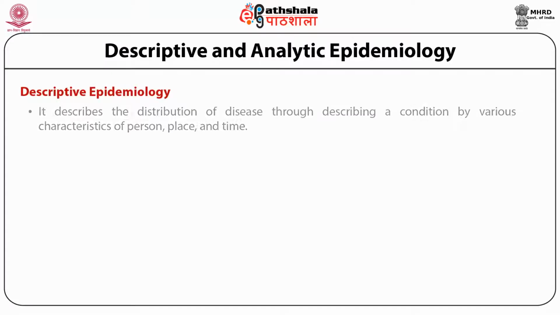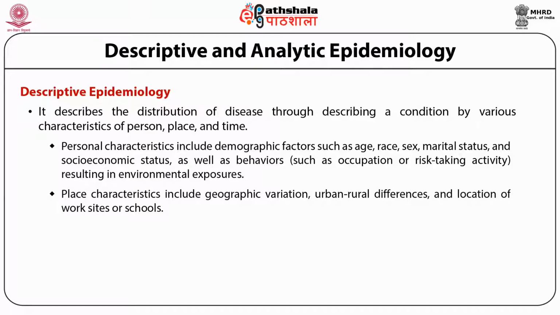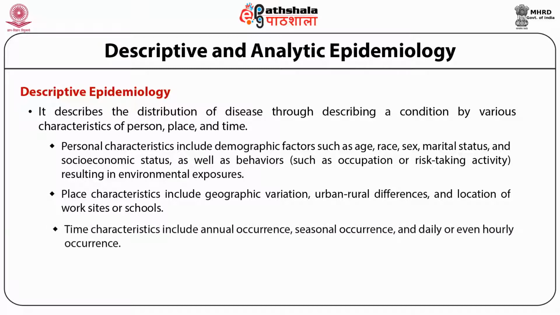Descriptive and analytic epidemiology. Descriptive epidemiology describes the distribution of disease through describing a condition by various characteristics of person, place, and time. Personal characteristics include demographic factors such as age, race, sex, marital status, and socio-economic status, as well as behaviors such as occupation or risk-taking activity, resulting in environmental exposures. Place characteristics include geographic variation, urban-rural differences, and location of work sites or schools. Time characteristics include annual occurrence, seasonal occurrence, and daily or even hourly occurrence.